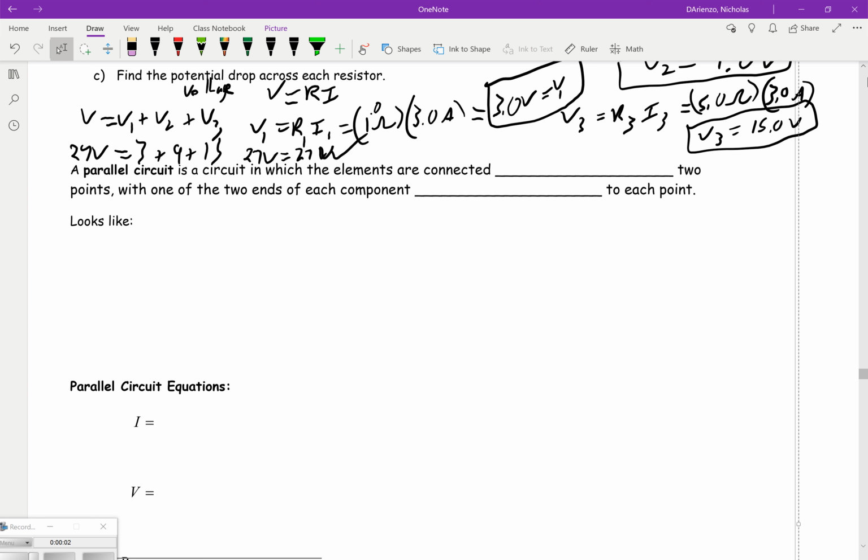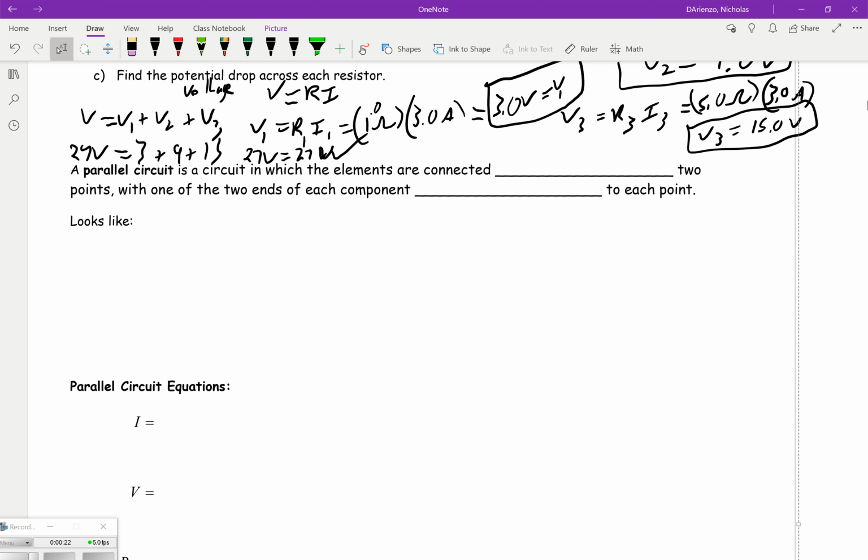Hey everyone. Today we're going to continue with our lesson on electric circuits. Today we're going to focus on parallel circuits. Previously we had looked at series circuits, which only allow one path for current to flow. And a parallel circuit is going to provide more than one path for current to flow.